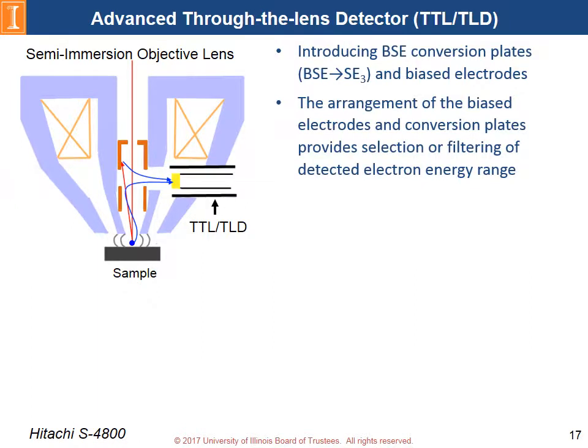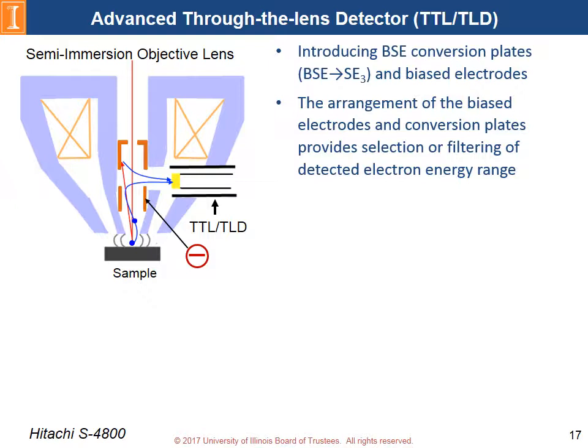The arrangement of these biased electrodes and BSE conversion plates allows us to select the energy range of the detected electrons, which means we now can choose what electrons are going to be collected by the through the lens detector and contributing to the image. To explain it in a simple way, this is how it works. When the electrode is positively biased, SE1 and SE2 are going to the through the lens detector, providing ultra-high surface resolution imaging.